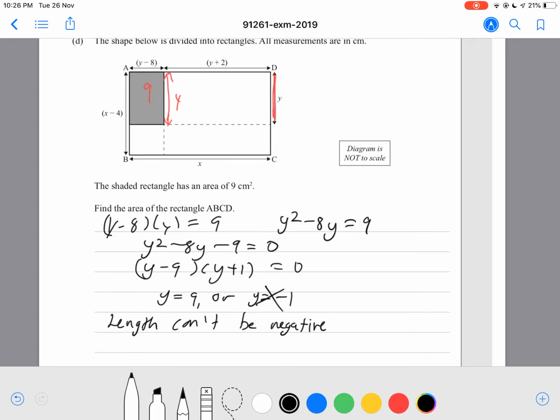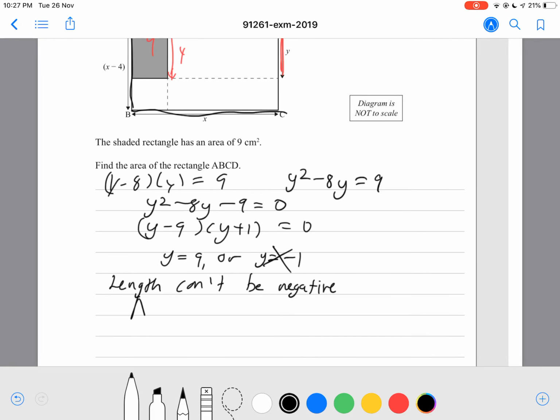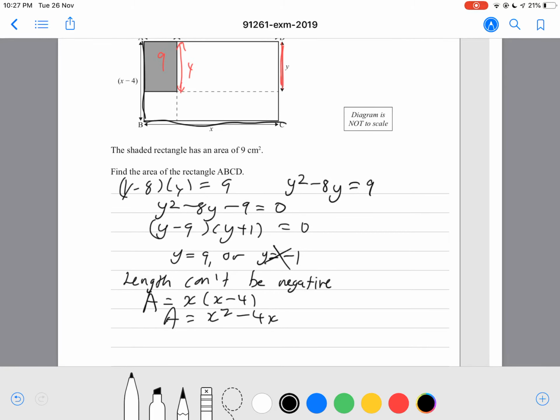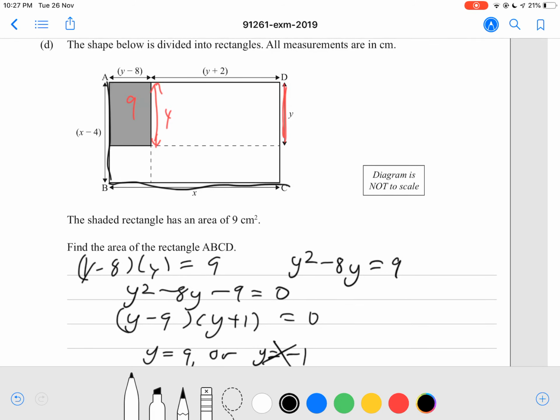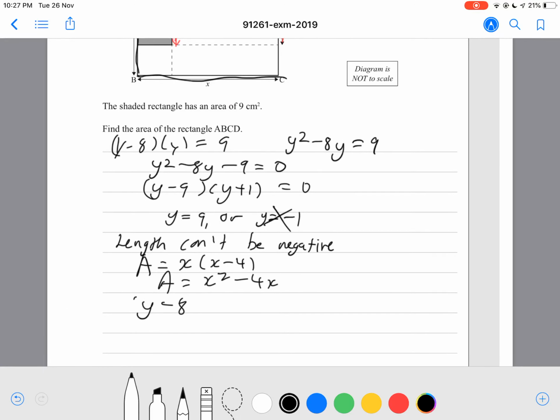So we know y equals 9, and we're trying to find the area of the rectangle. The area of the rectangle is base times height, so x minus 4 times x, so basically area equals x times x minus 4. So basically area equals x squared minus 4x. However, we can write an equation for x in terms of y because we have here y minus 8 and y plus 2, and at the bottom we have just x. So basically y minus 8 plus y plus 2 is equal to x.